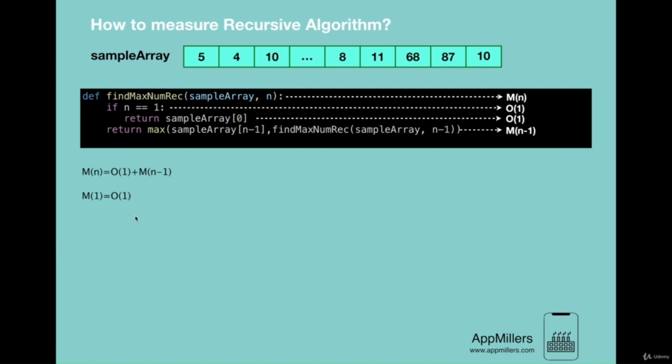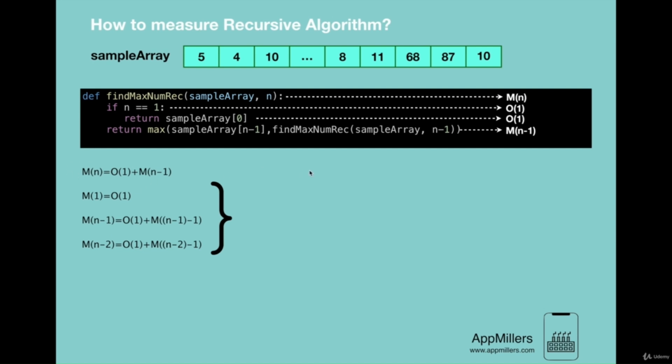For n minus 1, our equation will be like this: M(n-1) equals O(1) plus M(n-1-1). If we continue the same logic for n minus 2, we will get an expression like this. We can continue this until we reach M(1). But before continuing to the end, let's find the logic behind this. Based on these conditions, we can calculate our first function, which is M(n).